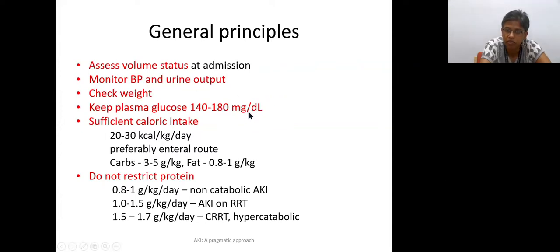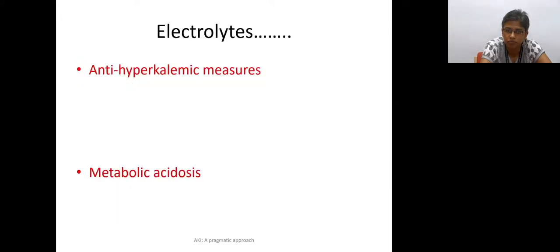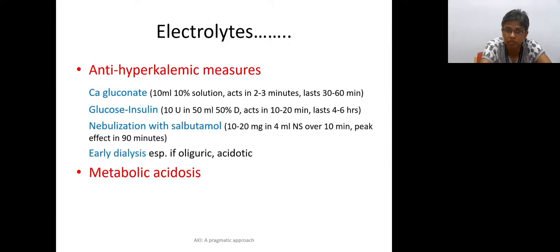Make sure the patient is neither hypoglycemic nor hyperglycemic. Ensure the patient is not hypercatabolic by giving them enough calories. There's no point restricting their protein intake at this point. And preferably try and give them their calories via the enteral route. Where required, please use the routine anti-hyperkalemic measures. You're all aware of what they are. And please treat metabolic acidosis.